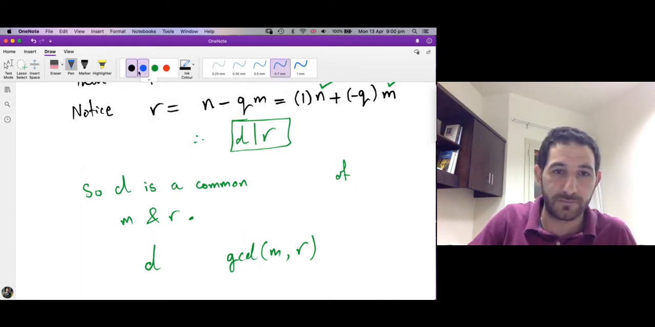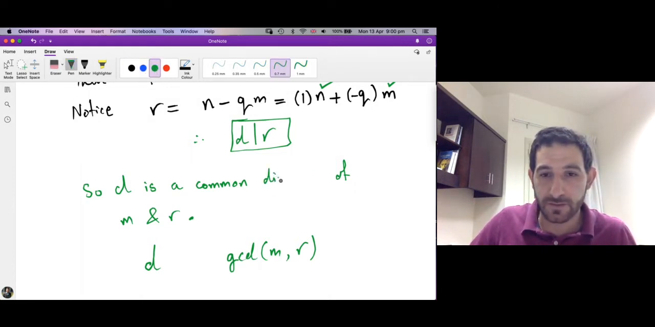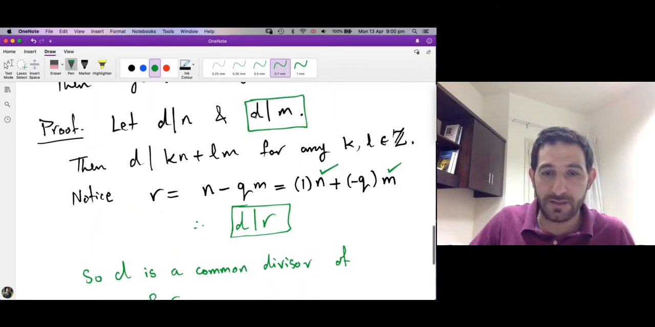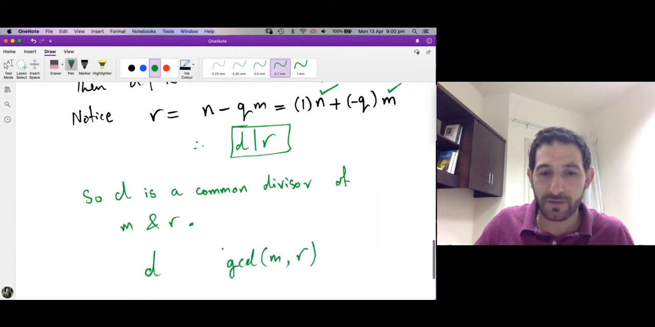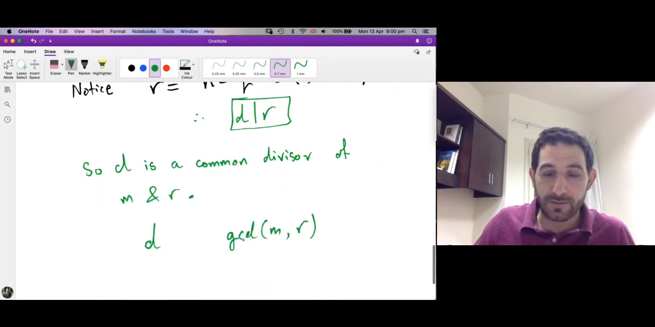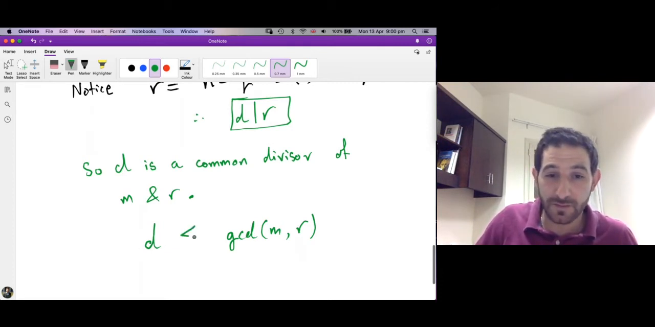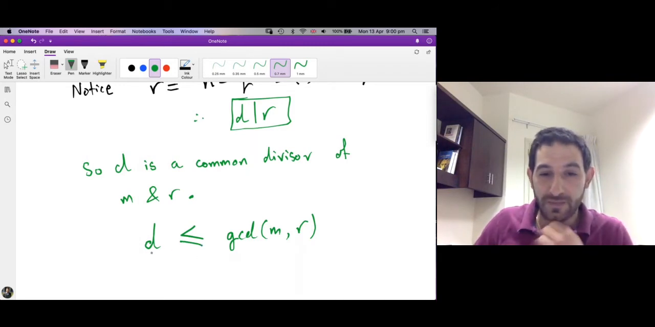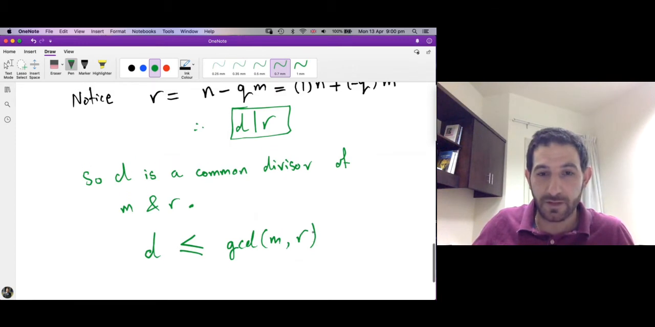My mistake, sorry. It's a common divisor, right? Here, look, we proved that d is a divisor of m and d is a divisor of r, so it's a common divisor of m and r. Now, this number, denoted by GCD of m and r, is the greatest common divisor of m and r, and d is a common divisor of m and r, so this means that d is less than or equal to the greatest common divisor of m and r.